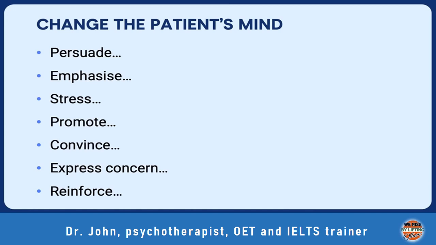Now, sometimes the patient will be a little bit resistant, in which case you may have to change the patient's mind to accept something that they're reluctant about. The key verbs you might see in your task card might include persuade, emphasize, stress, promote, convince, express concern, or reinforce. Now listen to Chris persuading the patient to accept or do something that she is reluctant to.